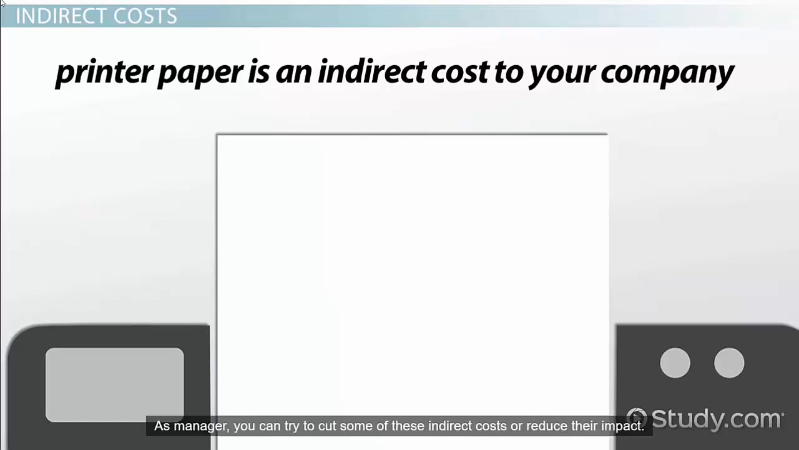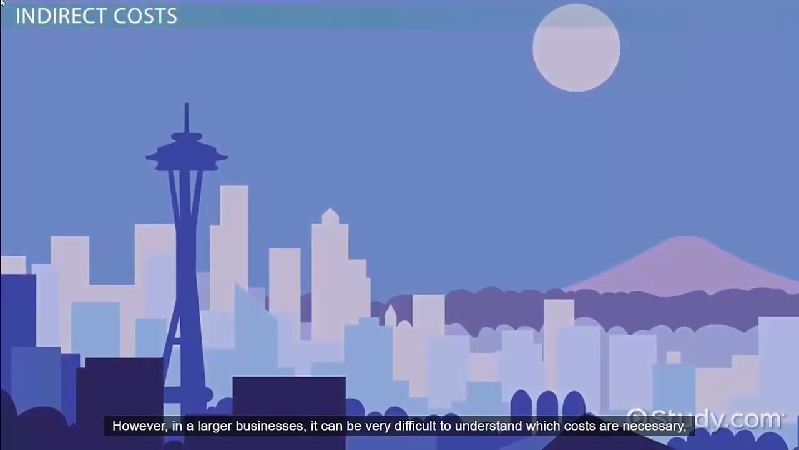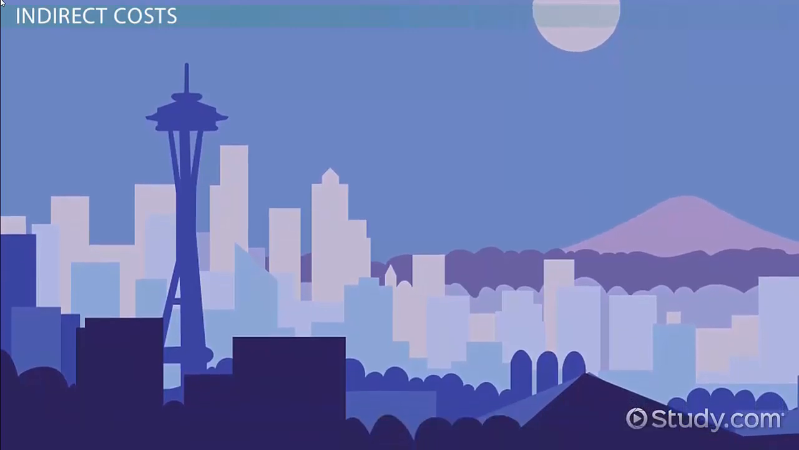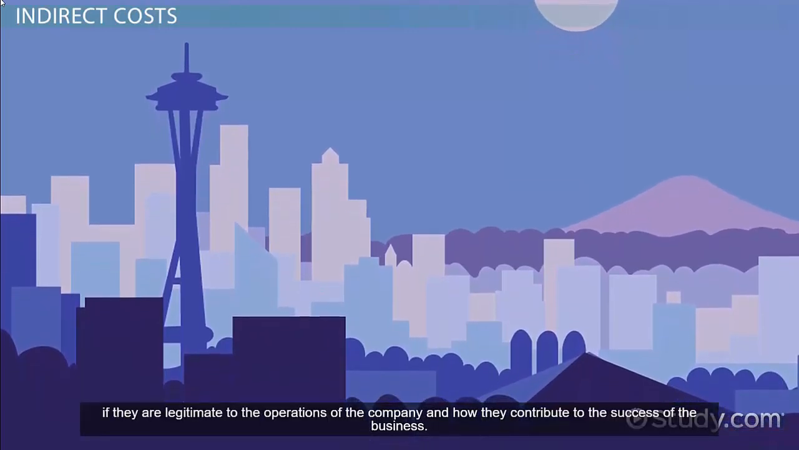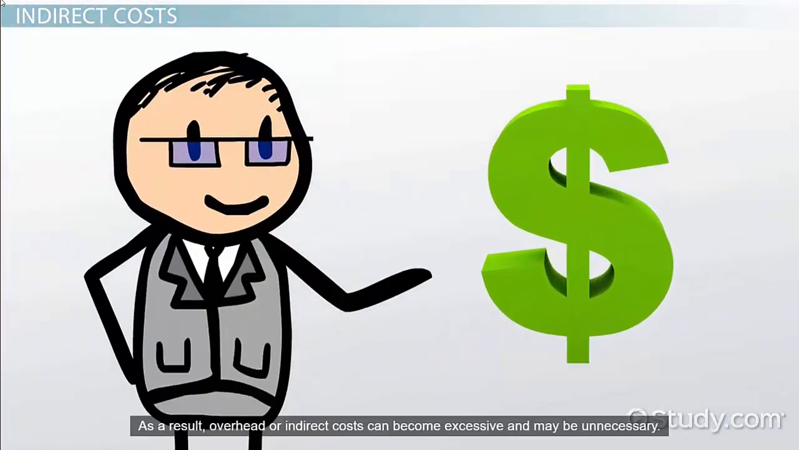As manager, you can try to cut some of these indirect costs or reduce their impact. In a small business, indirect costs can be more easily identified and managed. However, in larger businesses, it can be very difficult to understand which costs are necessary, if they are legitimate to the operations of the company, and how they contribute to the success of the business. As a result, overhead or indirect costs can become excessive and may be unnecessary. Managing the indirect cost is an important part of a manager's job.